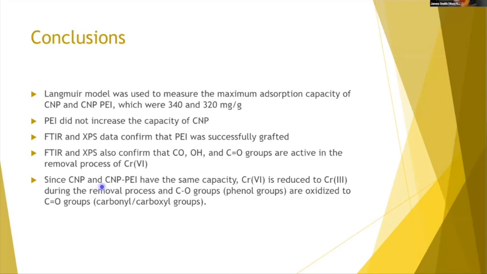And since CNP and CNP-PEI have the same capacity, we figured that chromium 6 is reduced to chromium 3 during the removal process rather than having it complex out of solution. And our phenol groups are oxidized to carboxyl and carbonyl groups.